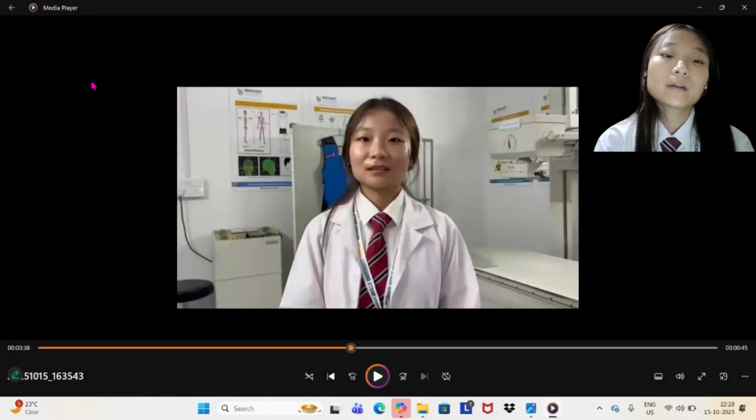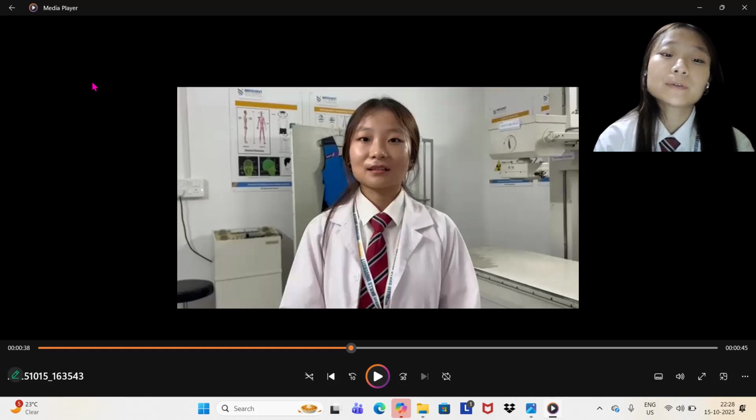So here I have shown the cassette which holds the image receptor, and it holds the film where the X-ray image is captured. We always make sure that the cassette is clean, correctly placed, and positioned according to the area being examined.